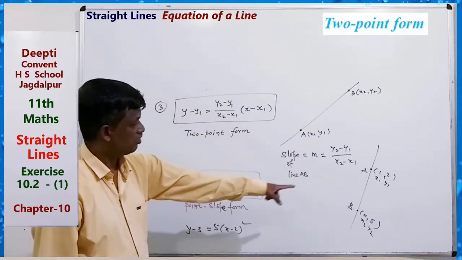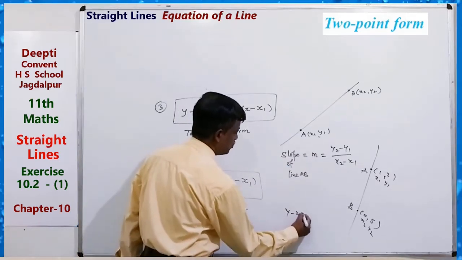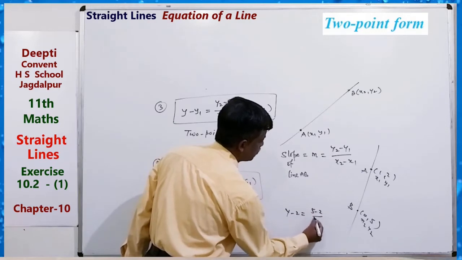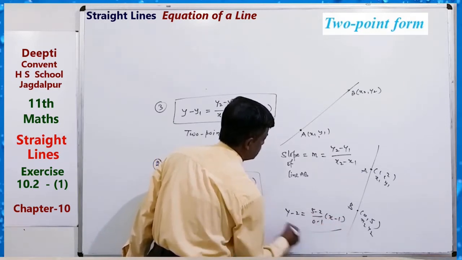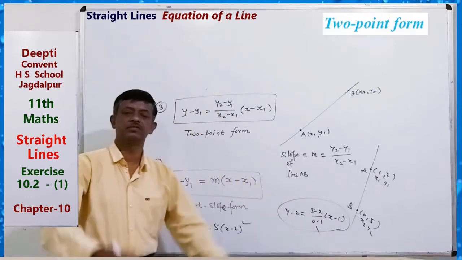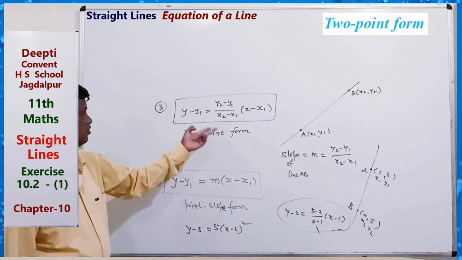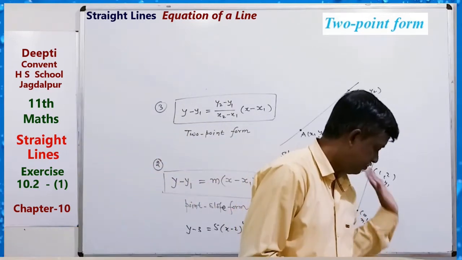y minus y1, that is y minus 2, equals (y2 minus y1) upon (x2 minus x1), which means (5 minus 2) upon (0 minus 1), times (x minus 1). Solving this, we get an algebraic equation in x and y. That is the equation of the line. Two-point form, clear? So this is the third form.